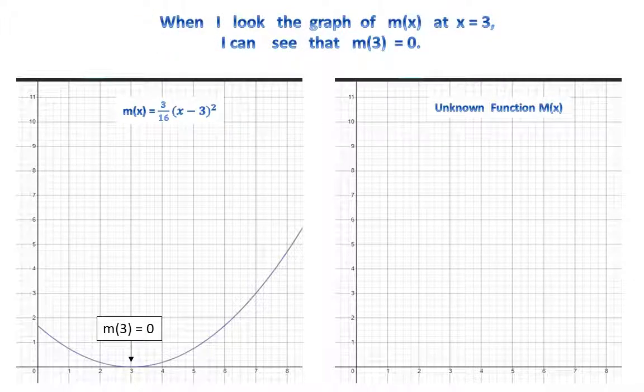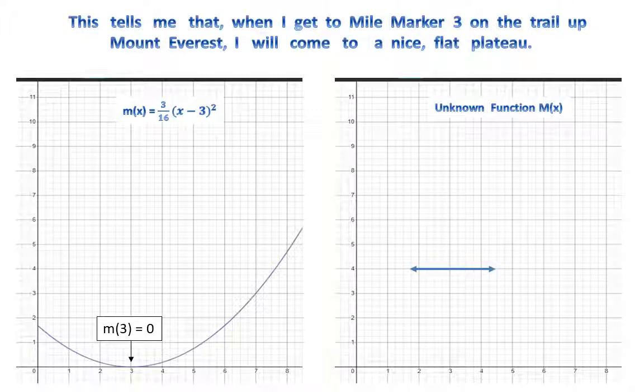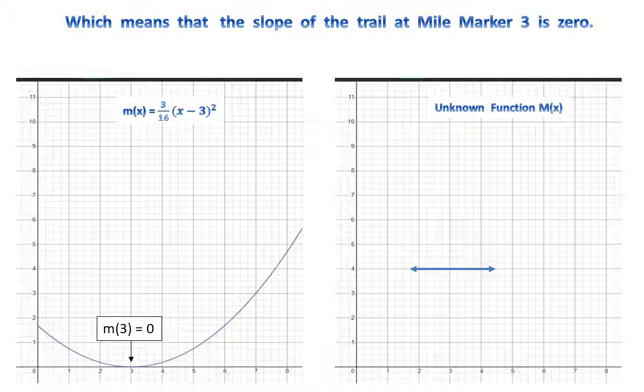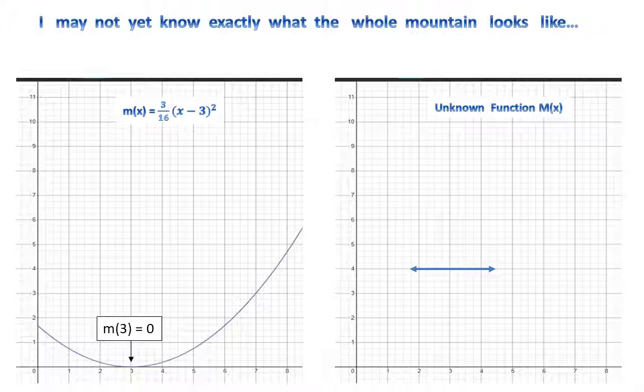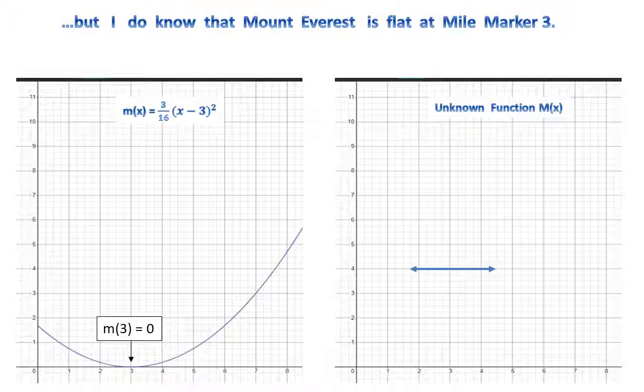When I look at the graph of little m of x at x equals 3, I can see that little m of 3 is equal to 0. This tells me that when I get to mile marker 3 on the trail up Mount Everest, I will come to a nice flat plateau, which means that the slope of the trail at mile marker 3 is 0. I may not yet know exactly what the whole mountain looks like, but I do know that Mount Everest is flat at mile marker 3.